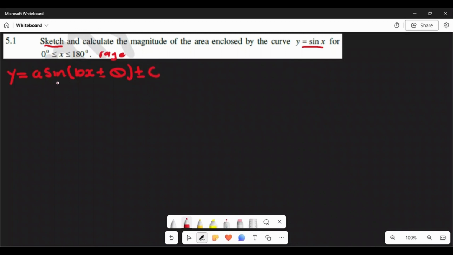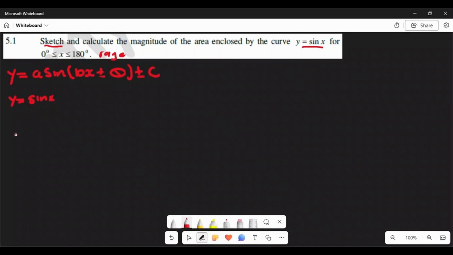So guys, I hope you can see what is happening here. Let's look at our question. They say y equals sine x. We have to find our amplitude, the period for a complete cycle, and also the intervals and everything that is necessary for us to draw the graph.